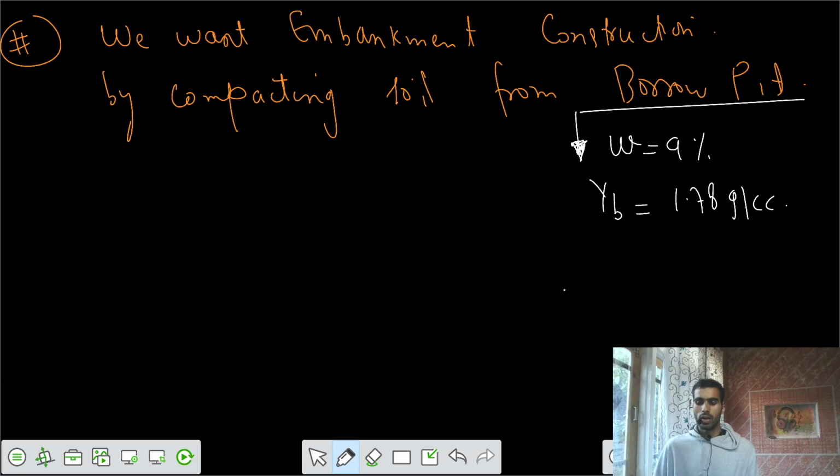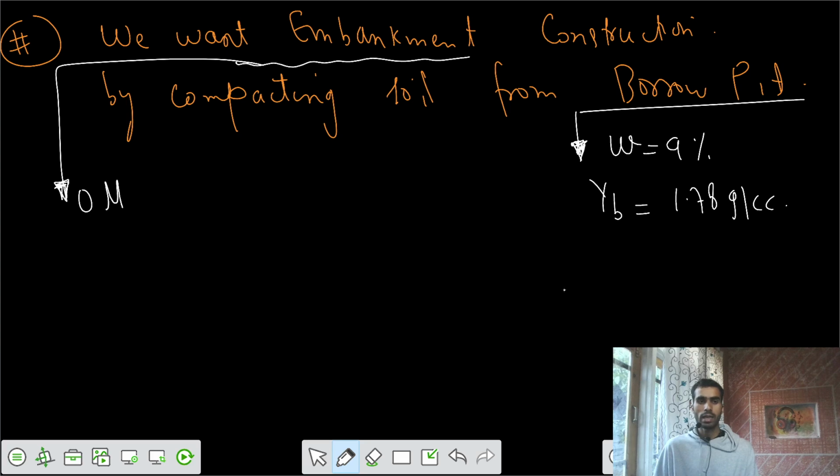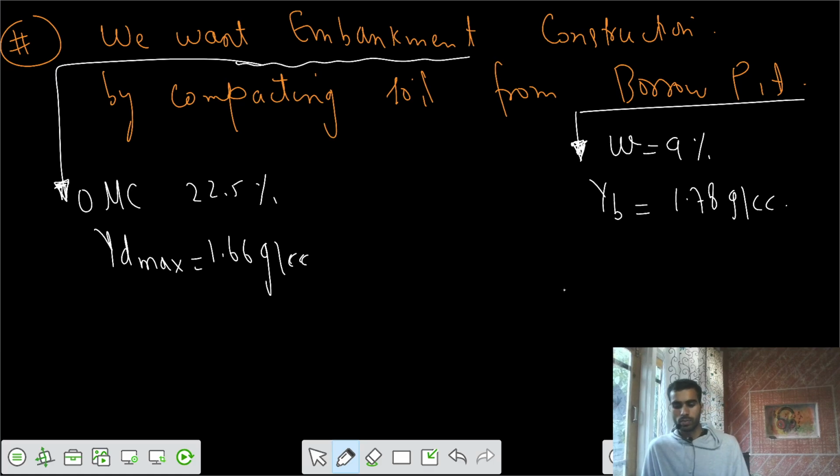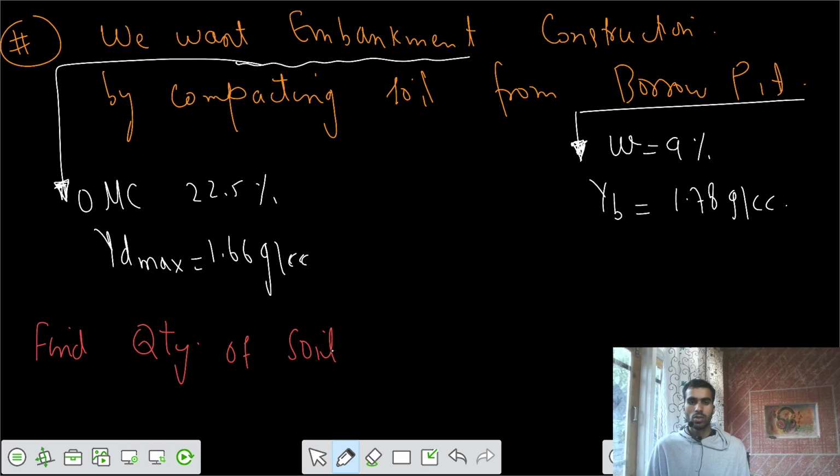And what about the embankment we have to design? There should be some specifications for the embankment. The soil should be compacted at an optimum moisture content of 22.5%, and the maximum dry density at that moisture content should be 1.66 grams per cc. Now we need to find the quantity of soil to be excavated from the borrow pit.